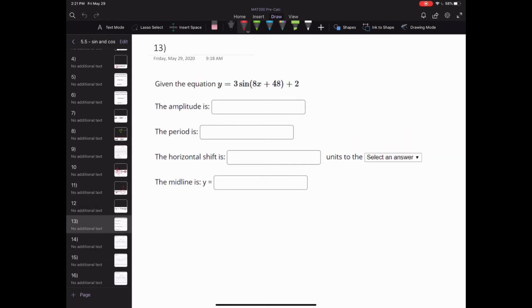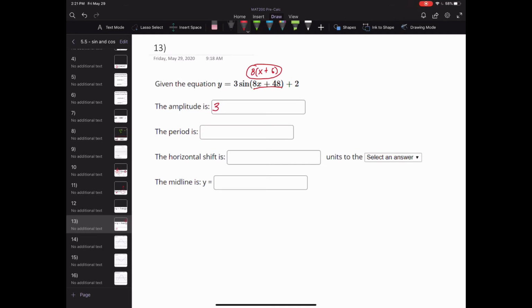Given that equation, the amplitude is 3. Let's factor this. Do we even have to factor it? I think yes, we do. So factor out that 8, and we get x plus 6. So just picture this as the thing that's really in there.